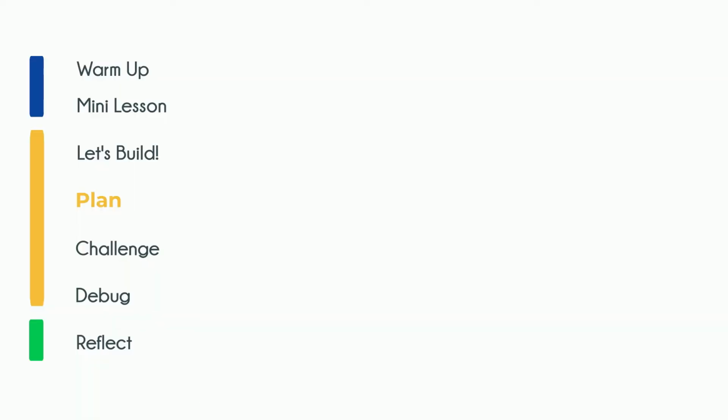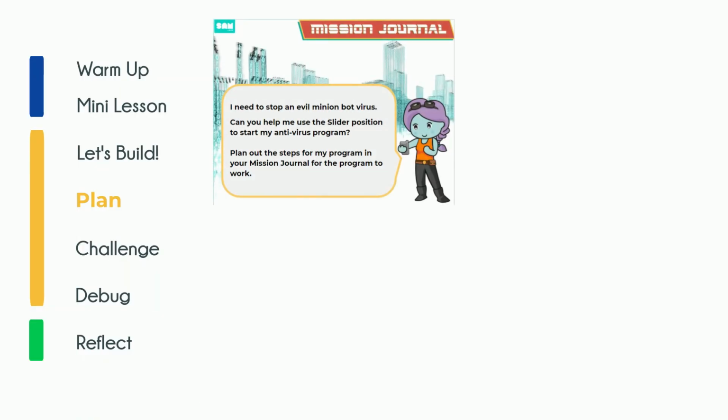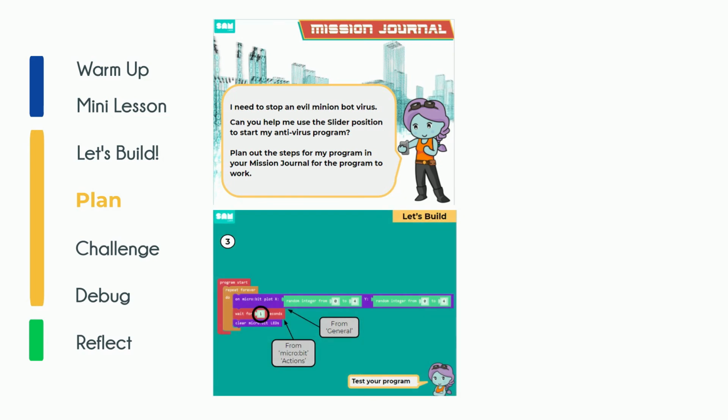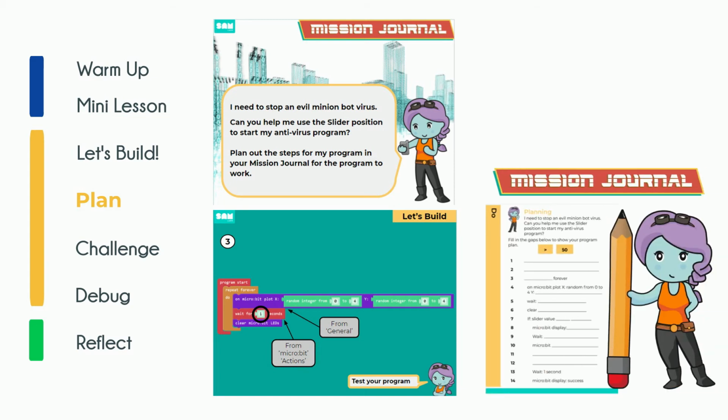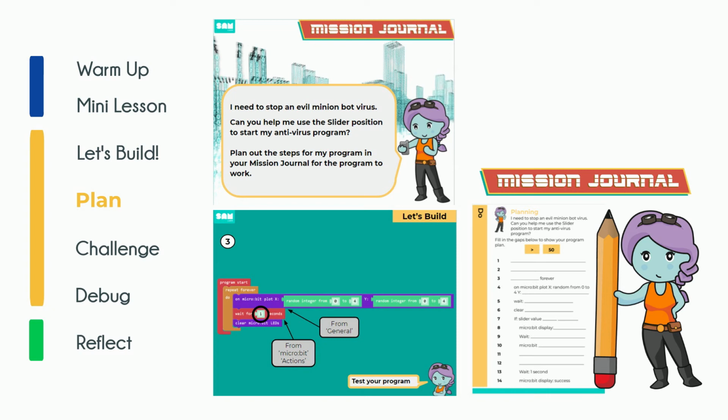Before the challenge, students are presented with a mission that SAM has received. They are also asked to think about the program they created in the Let's Build and determine how to adapt or develop it into a final program in order to solve SAM's mission. Students can complete the planning section of the mission journal to plan for their program.